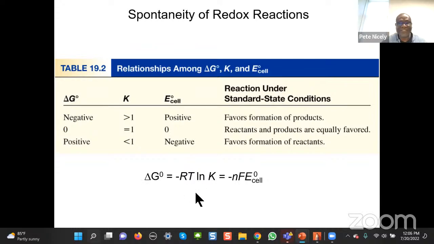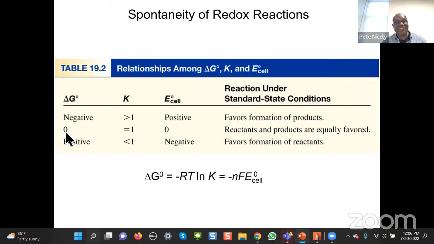Well, let me see here. If K is greater than 1, I'm sorry. If K is greater than 1, then minus RT ln K would be negative, which means that delta G standard will be negative. If K is greater than 1, that means that the standard EMF of the cell would be positive. And what that means in terms of the relationship between the products and the reactants in a redox reaction is that the reaction favors the products, all right?